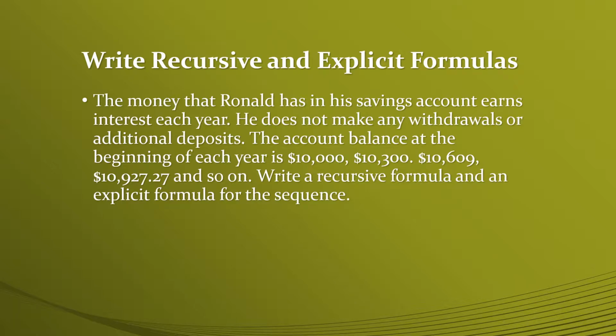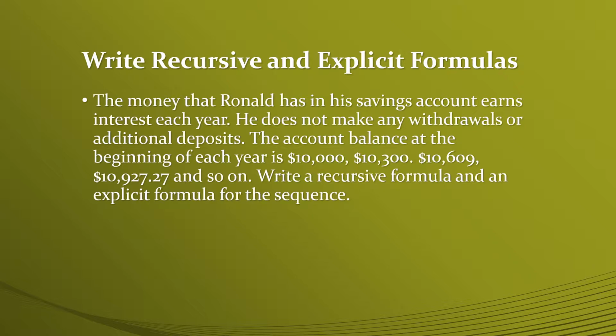The account balance at the beginning of each year is $10,000, $10,300, $10,609, and $10,927.27, and so on. Write a recursive formula and an explicit formula for the sequence. So we're asked to write a recursive and explicit formula for this sequence. Now let's take a look.